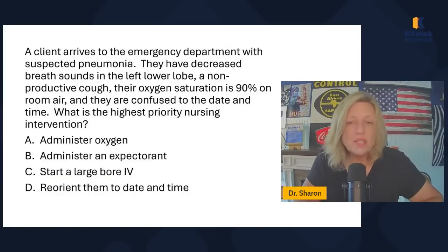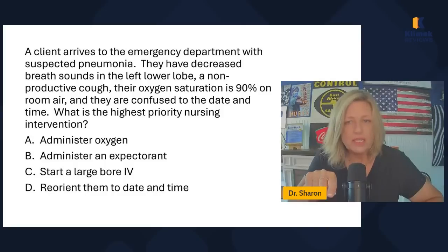A client arrives to the ED with suspected pneumonia. They have decreased breath sounds in the left lower lobe, a non-productive cough. Their oxygen saturation is 90% on room air, and they are confused to the date and time. What is the highest priority nursing intervention? Administer oxygen. Well, administering oxygen is for the O2 sat of 90%, which is an objective finding. So I like administer oxygen.